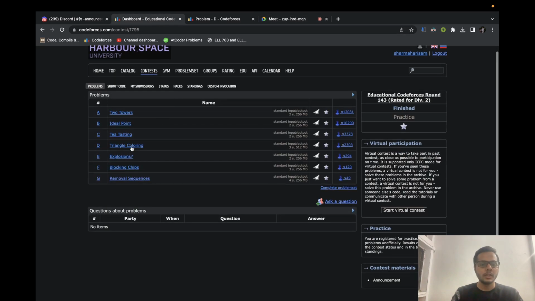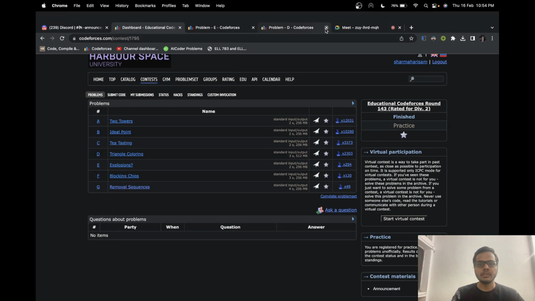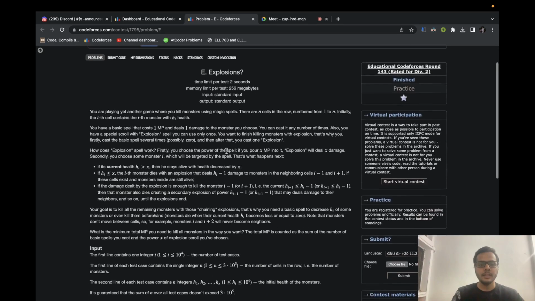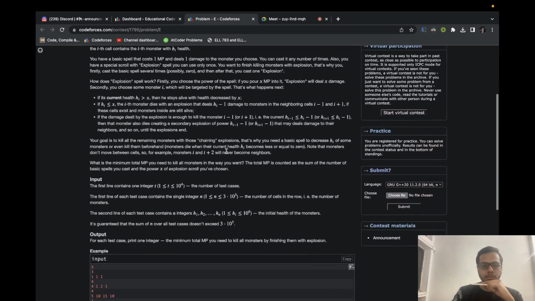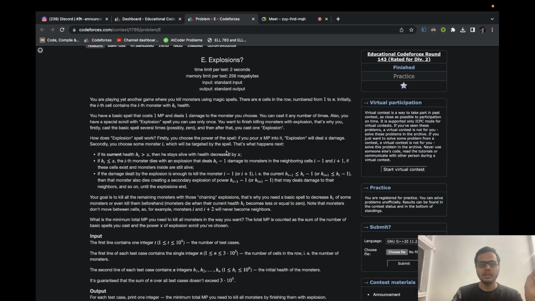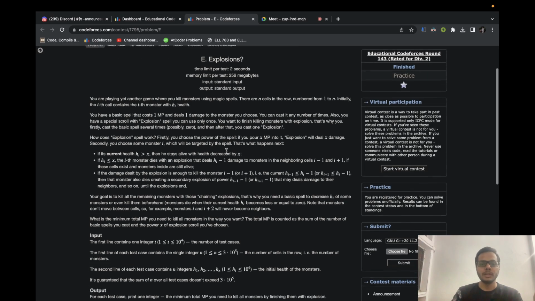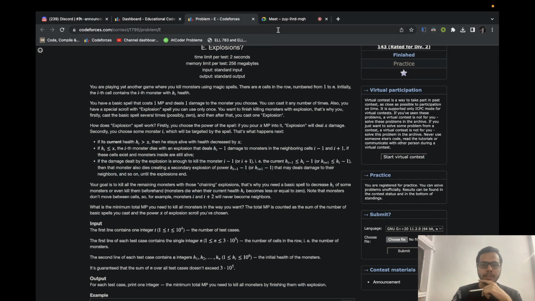Cool. So now let's talk about problem E. This is the last problem that we'll be discussing. I again really liked this problem, even though the implementation got a bit messy, but I think that was my fault. So yeah, this problem is quite nice.